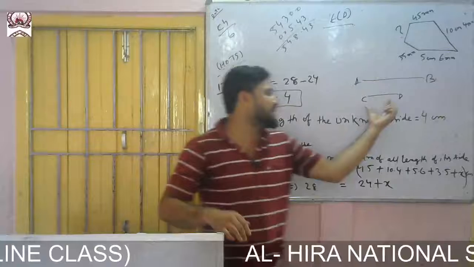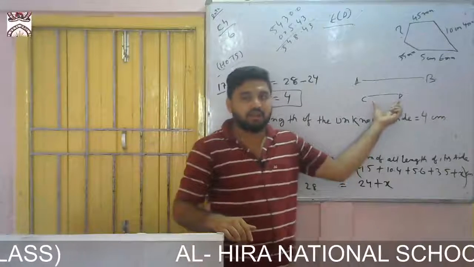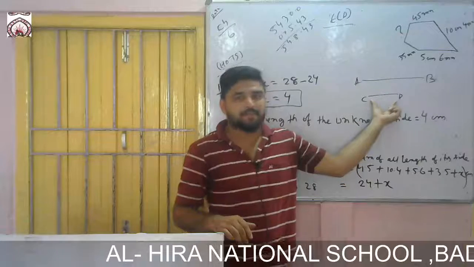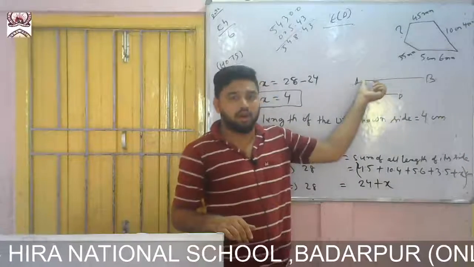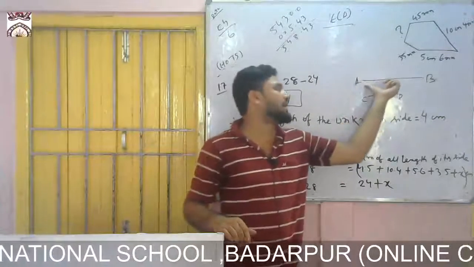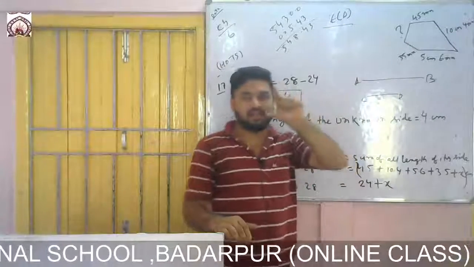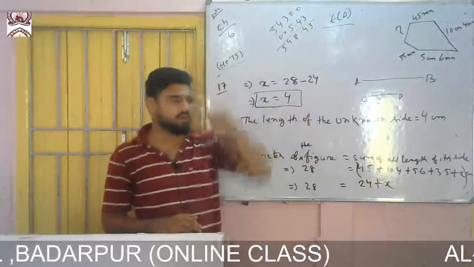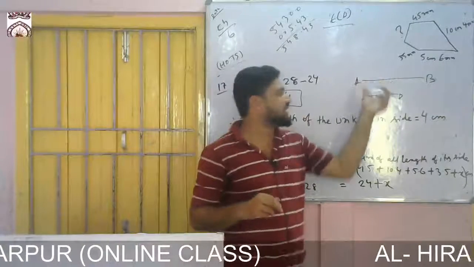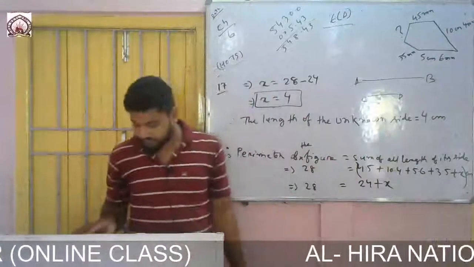How? If you take the measurement of CD and compare it with AB, then if you place one needle of the divisor here, the other will go here like this. The divisor is one instrument in the geometry box. So if you measure with this, then also you can understand.